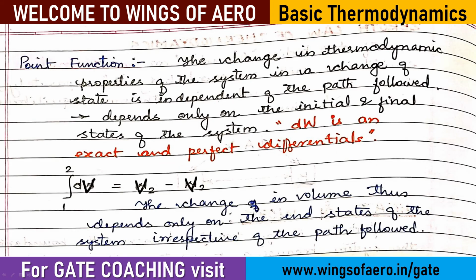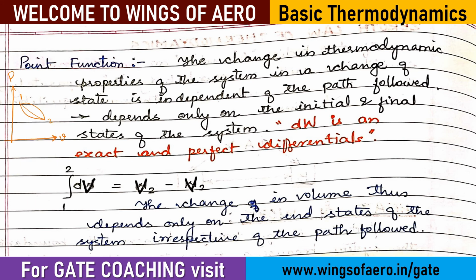So path function depends on which path or process it follows. Next one is the point function. Now we'll take the same example as we have seen. We have volume and pressure. One is curve A, one is B, another is C. It is a function which depends on the final state, irrespective of any process. It doesn't concern any process.